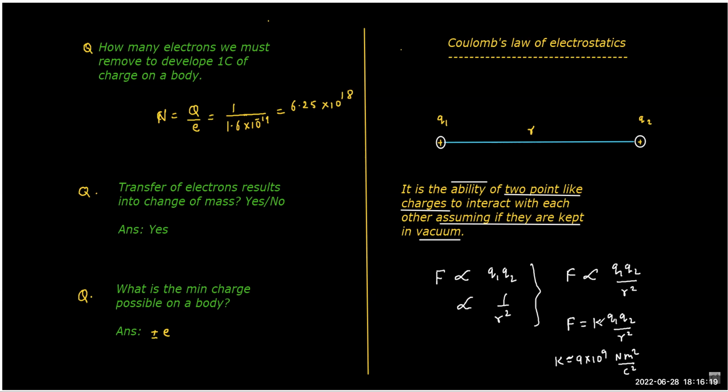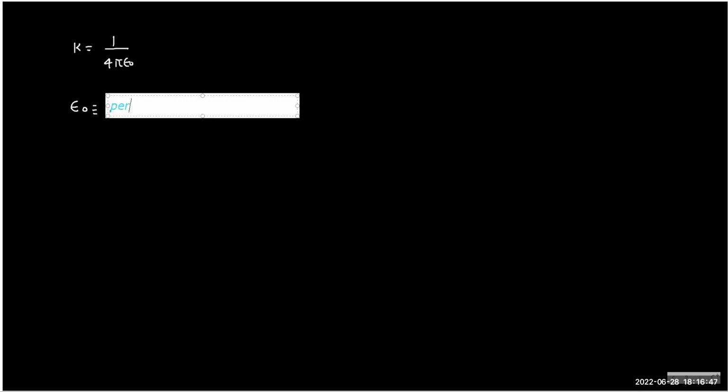And the k we can also express in terms of some fundamental constant. How can we express k in terms of a fundamental constant? k is equal to 1 over 4 pi epsilon naught. Now this epsilon naught is something we'll talk about in detail, but as of now, what do you call epsilon naught? Anybody? This is called the permittivity of free space. Okay, so the name is permittivity of free space.